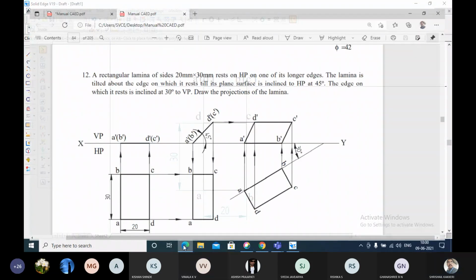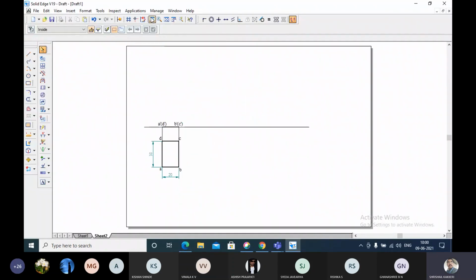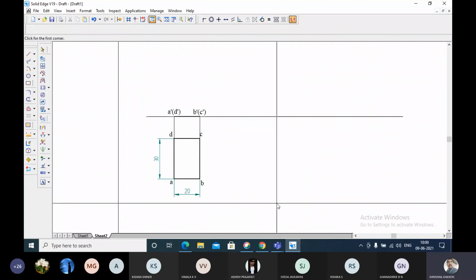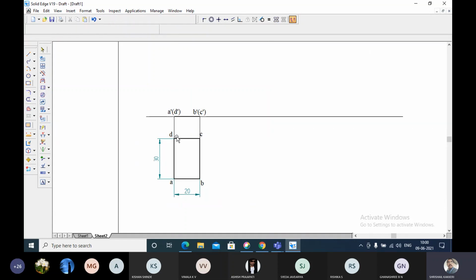Now, the surface of the lamina makes an angle of 45 degrees with respect to the horizontal plane. A lamina of sides 30 mm by 20 mm is resting on one of its longer edges. Longer edge I have taken this side. In other words, what they have given us is that the lamina is tilted through the edge on which it rests until the surface of the lamina makes an angle of 45 degrees.